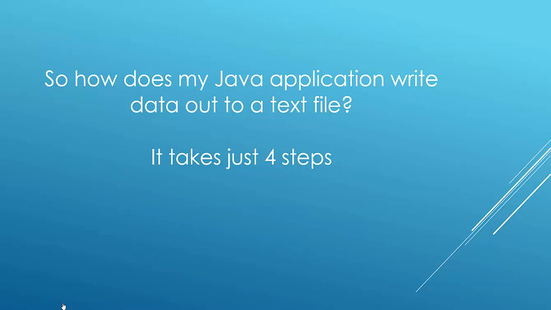So how does my Java application write out to a text file? Just like we looked at with reading in from a file, writing out really just takes 4 steps. And we're going to look at those 4 steps by looking at some code for our example that we've been looking at with candy calories.